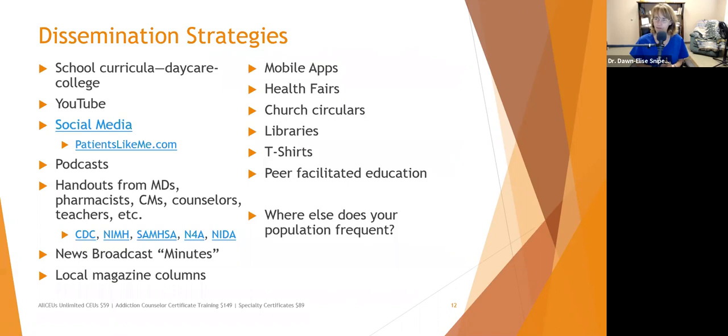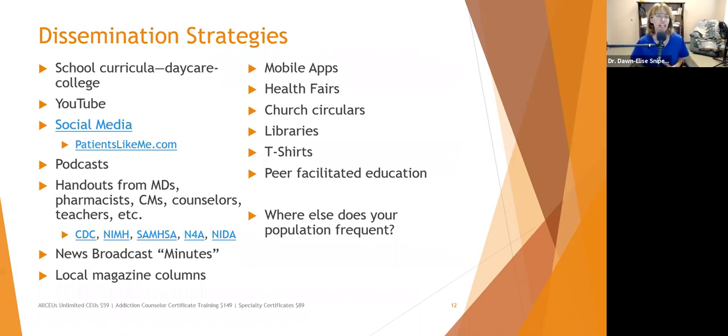T-shirts is another one that's kind of an interesting one. If you print information on the back of T-shirts, I don't know about you, but I read people's T-shirts. I'm just nosy that way. But any way you can get somebody to get that information in their brain, even if it's reading somebody else's back, is going to be helpful. So you can put health literacy tips on the back of T-shirts and sell those as a fundraiser, and then you've got that message going out.